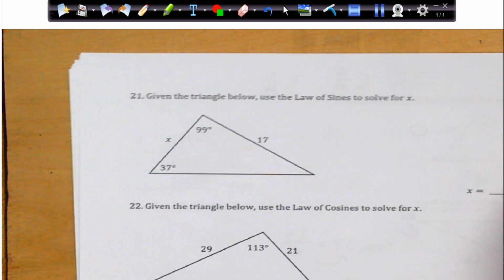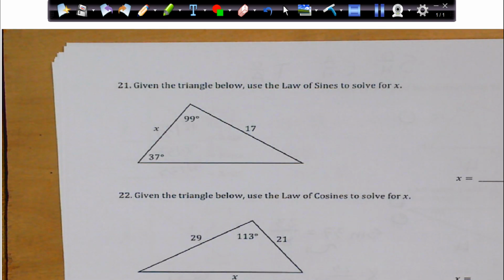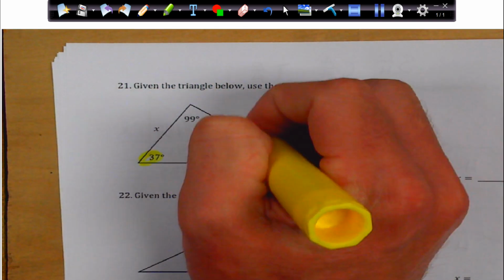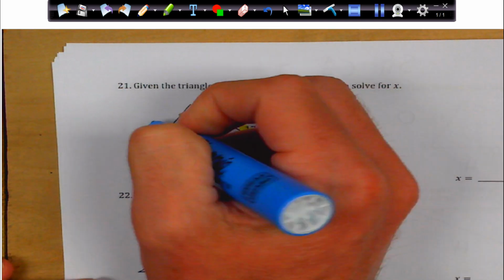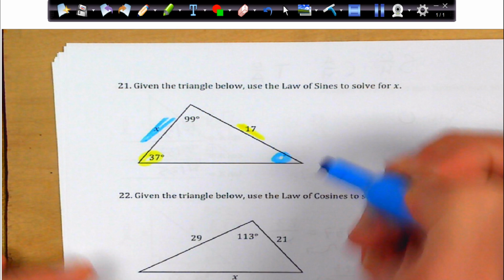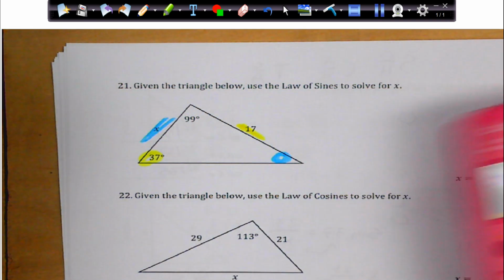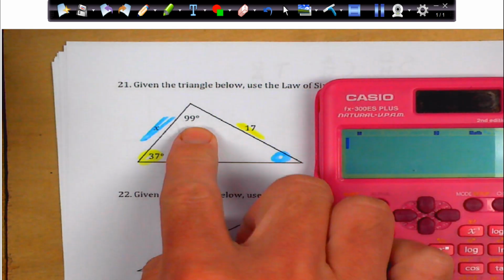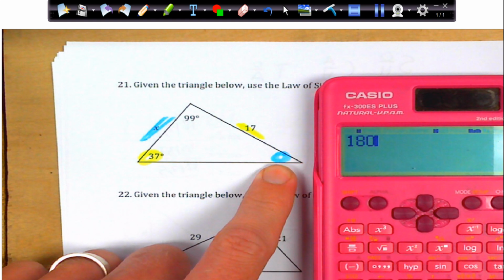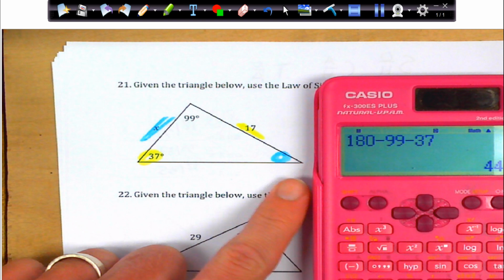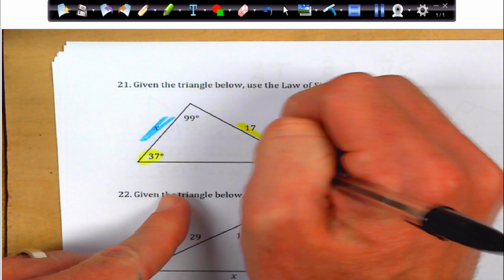All right. Law of sines. So law of sines, we need two sets of opposites. So I see one set of opposites right here, but my other set of opposites I don't have. I do want x involved, so that means I need to find this angle, which I'm in luck, I can do pretty easily. I know that 37, 99, and this should add up to 180. So if I took 180 and I subtracted 99 and I subtracted 37, I should get that leftover value of 44, which is exactly what I want right here.